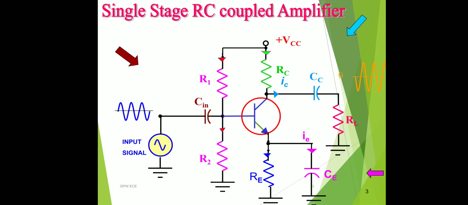The output is taken through this CC coupling capacitor and the RC, the collector resistor. That means the coupling is done with the RC elements. That is the reason it is an RC coupled amplifier, single stage RC coupled. Why is it called single stage? Because the circuit has one amplifier, one active device, one transistor. That is the reason it is called a single stage amplifier.